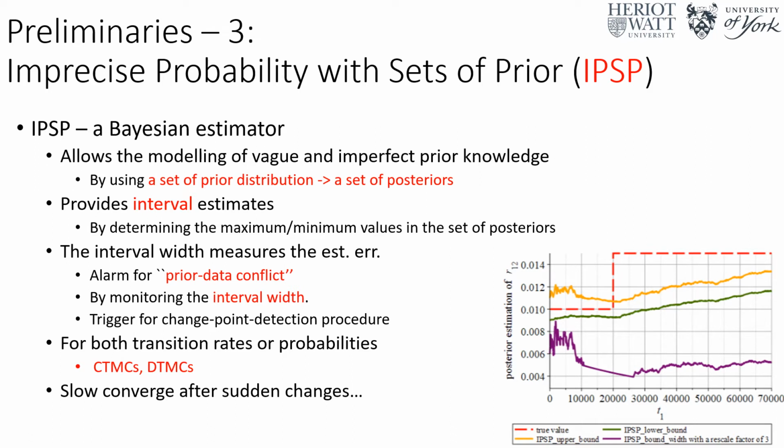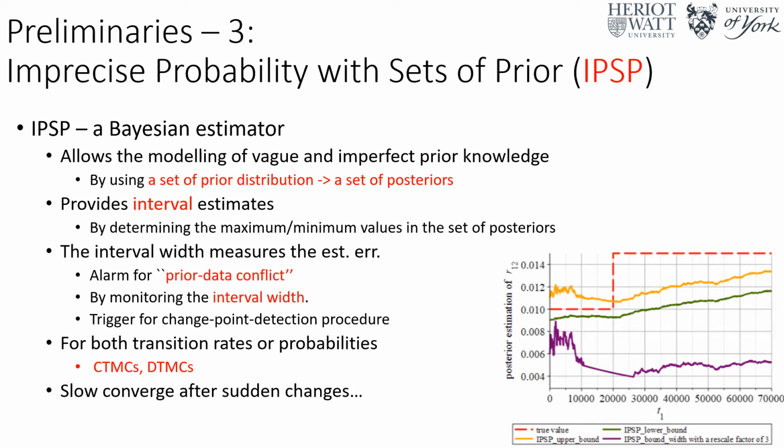And a feature of IPSP is that the width of the interval provides a measure of the estimation errors, and by monitoring the growth of the interval width, IPSP may detect the prior data conflict phenomenon, which is what you believed is conflicting with what you observed. So as you will see later, this is a very important feature in our approach that is used as the trigger for the online change point detection procedure.